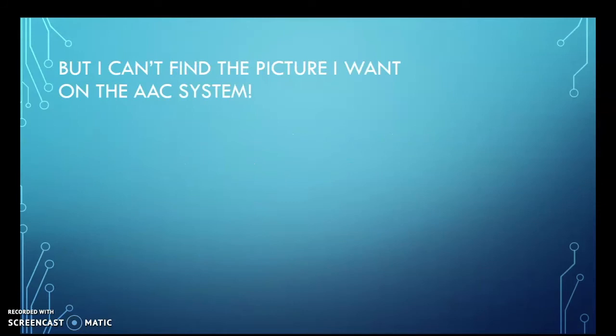Now, as you model AAC for your students, you're going to find that sometimes you can't always find the picture you want on the AAC system. While this can be frustrating, there's ways to work around this. Here's a couple of those ideas. Look for alternative pictures that mean the same thing.